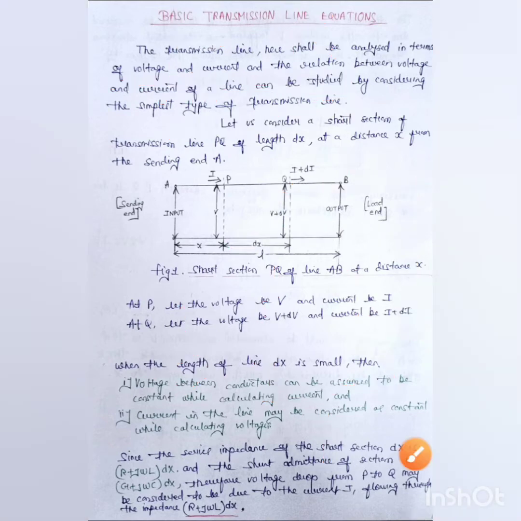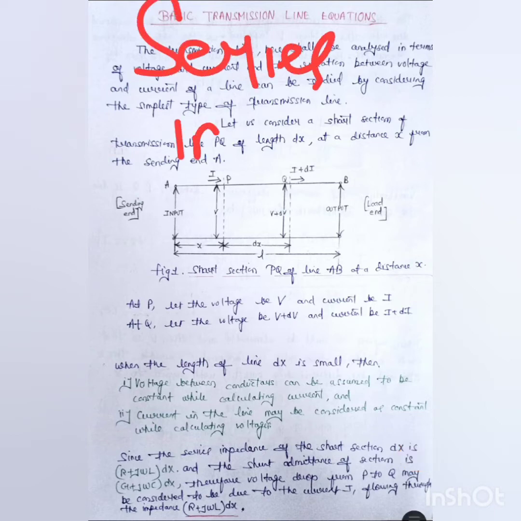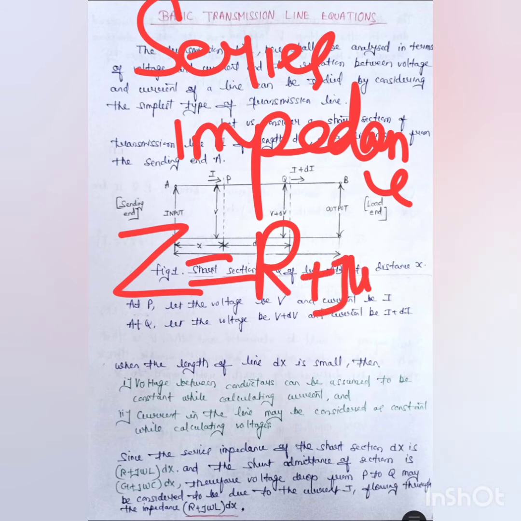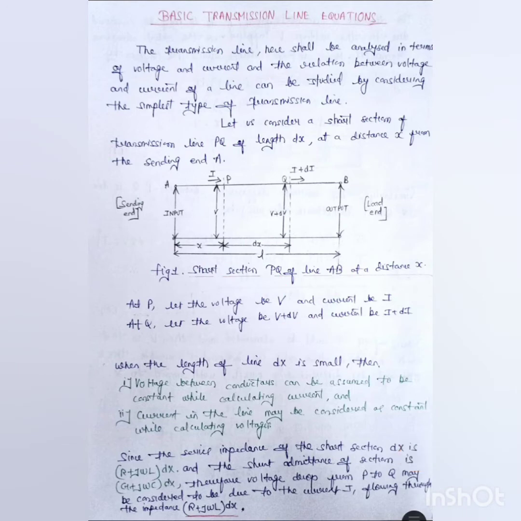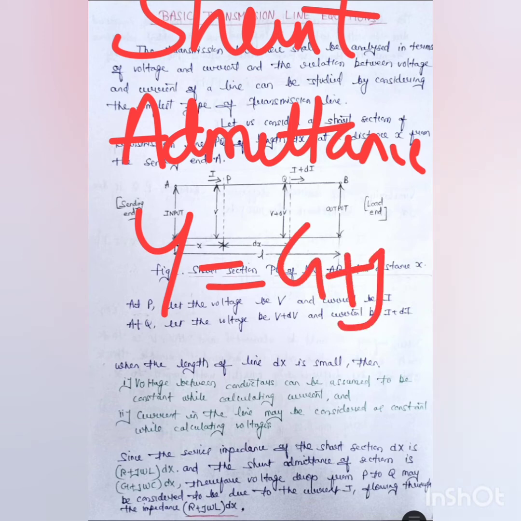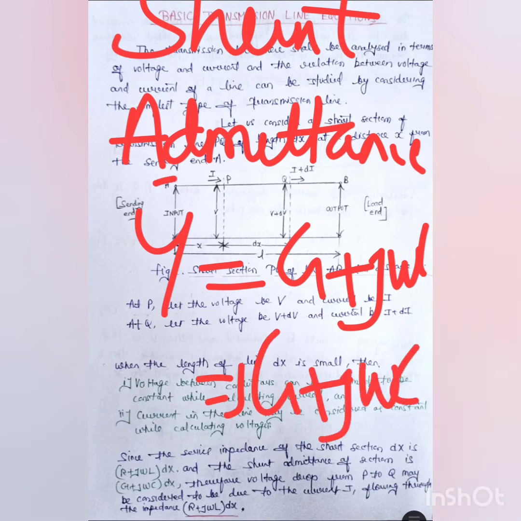The series impedance is denoted by Z equals R plus j omega L. This is nothing but the series impedance. And likewise, the shunt admittance is denoted by Y, which is G plus j omega C. This is nothing but the shunt admittance.